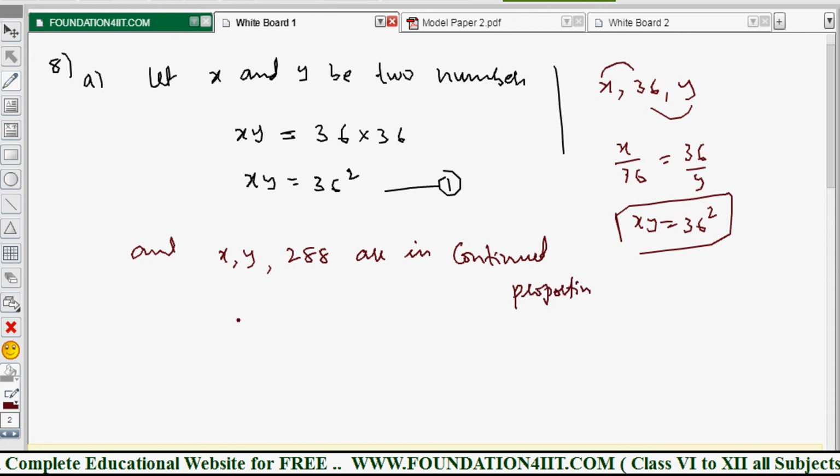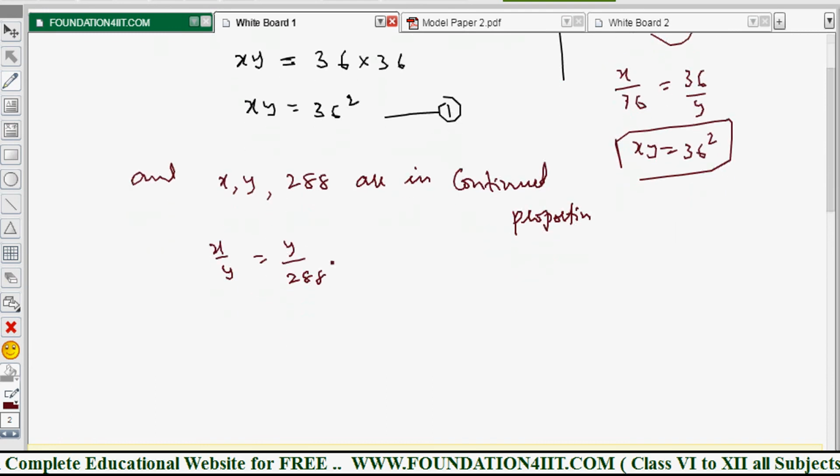So whenever it's continued proportion, same rule: x by y is equal to y by 288. That is y square, by cross multiplication. Y square is equal to 288 into x. Then from these two equations only, we need to try to solve both. X into y is 36 square, and y square is equal to 288x.